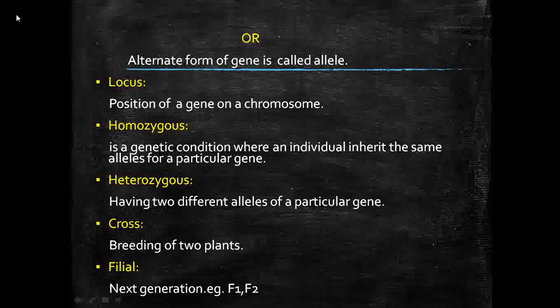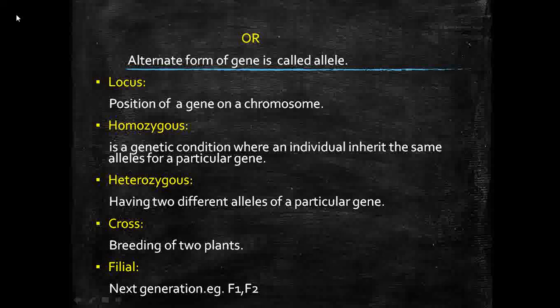Then next term is heterozygous, having two different alleles of a particular gene. An individual possessing dissimilar alleles for a particular trait is called heterozygous or hybrid for that trait. Heterozygous does not breed true for that trait and produces two types of gametes. For example, F1 generation hybrids are capital T and small t. So this is heterozygous.